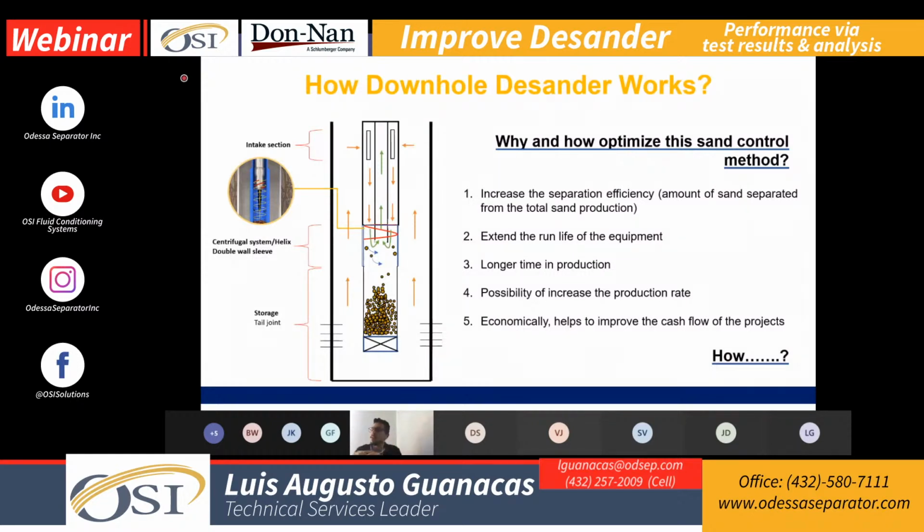You know that is directly related with the time in production. That will give you possibilities to increase the production rate, and economically will help the cash flow of the project. Less intervention, less failure. It will help the current economy, which is pretty tough these days.